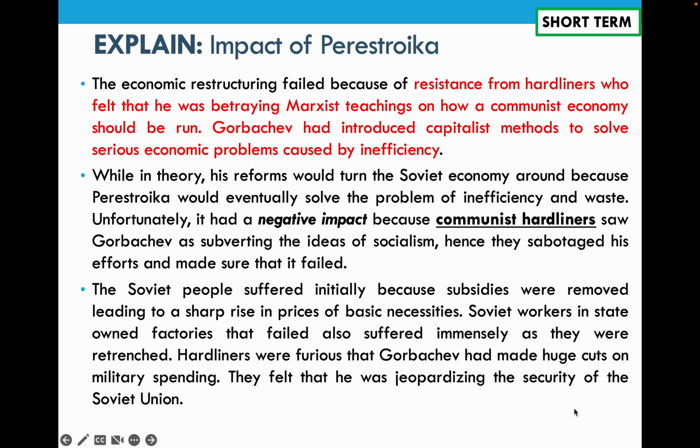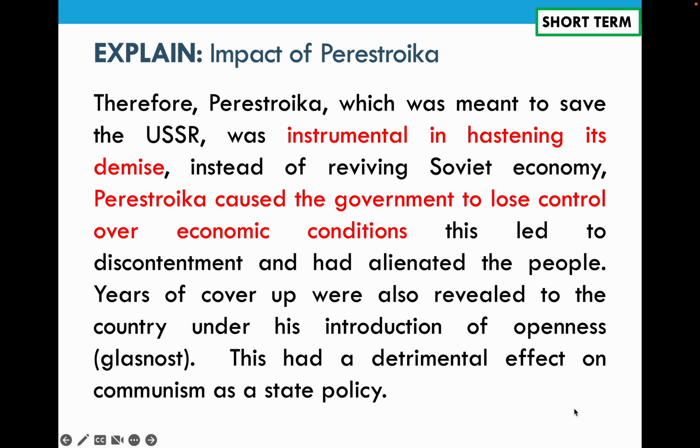The Soviet people suffered initially because subsidies were removed, leading to a sharp rise in prices of basic necessities. Soviet workers in state-owned factories that failed also suffered because they were retrenched. So now hardliners were very angry with Gorbachev also because he made huge cuts in military spending. They felt that he was jeopardizing the security of the Soviet Union. So perestroika, which by right was supposed to help revive the Soviet economy, was one of the reasons that actually hastened or sped up its demise because it caused the government to lose control over economic conditions. And to be honest, years of cover-up that was revealed under glasnost also had a detrimental effect on communism as a state policy.